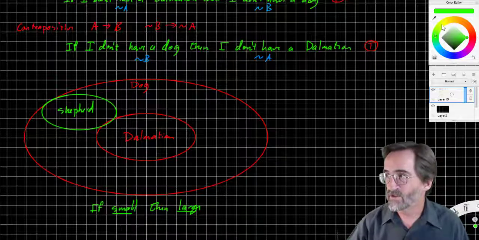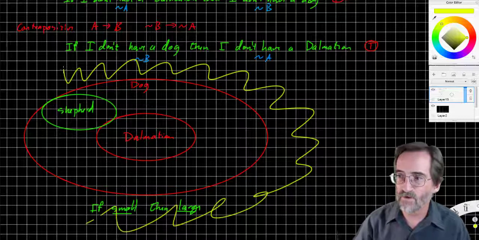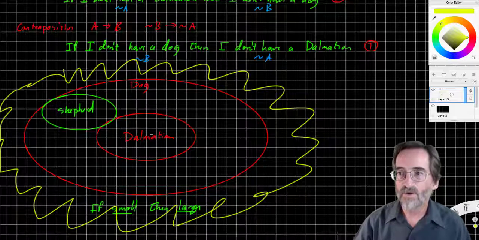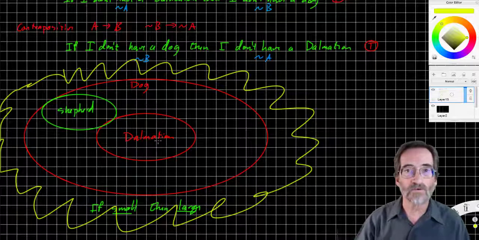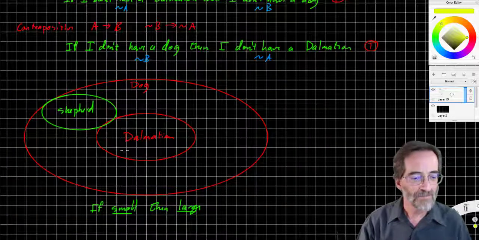And the contrapositive actually makes sense too in this case. Let me analyze this. If you're not a dog, that means if you're outside the dog group, then are you necessarily outside the Dalmatian group? And the answer is yes. So if you're not a dog, you're not a Dalmatian. And that's why it works the way it does. All right. Hopefully that helps.